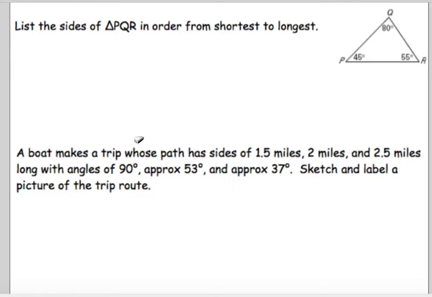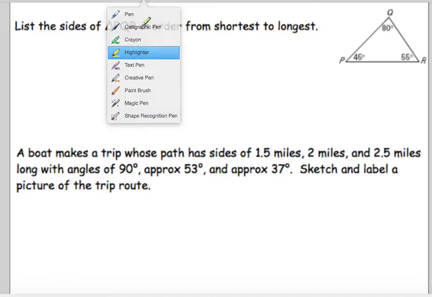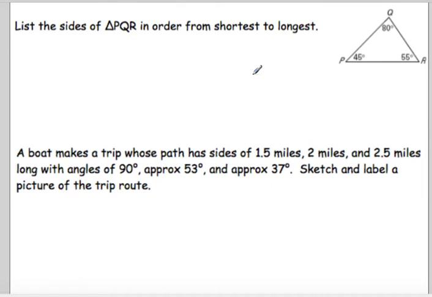So here we have a question, and it says to list the sides in order from shortest to longest. And so I like to start by listing the angles in order. So the smallest angle is angle P. The next one is angle R. And the largest is angle Q. So these are the angles from smallest to largest. They're not going to ask me this because they gave me the angles, and that's just basically putting three numbers in order. They're asking me about the sides.